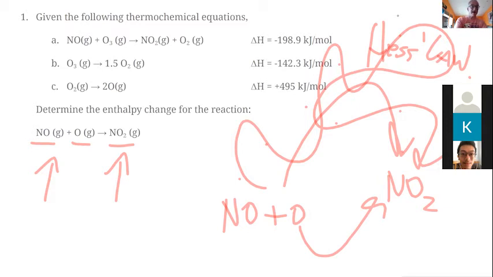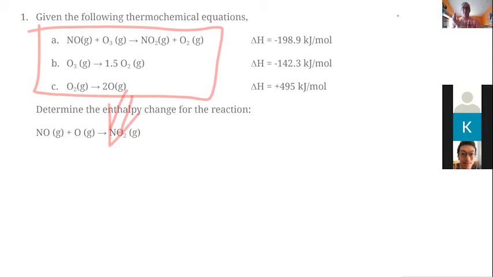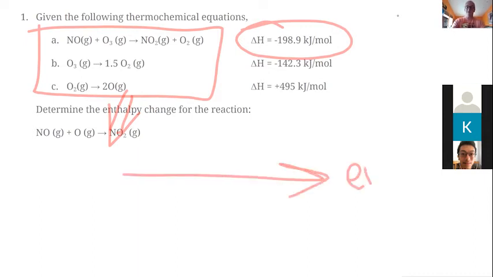So basically what we're trying to do is add up these three reactions to give us this one. And we can do whatever we want to these reactions. We can multiply them, we can divide them, we can flip them around. And when we flip them around, we change the sign of the reaction. So in other words, if a reaction going in this direction is exothermic, if we flip it around and put it in that direction, it becomes endothermic.